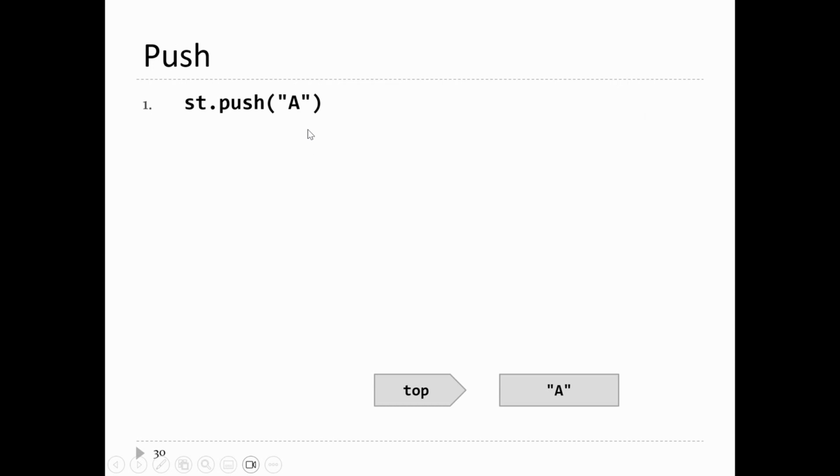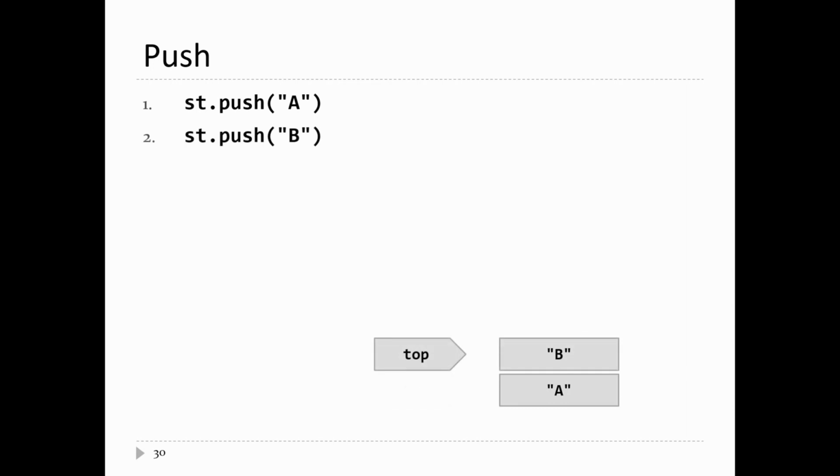So if I push the string A onto the stack st, then the stack ends up looking like that. There's the string A. The top of the stack is the string A. If you push a B onto the stack, you've now got a B, and then there's an A. So the top of the stack is the B. The bottom of the stack is the A.